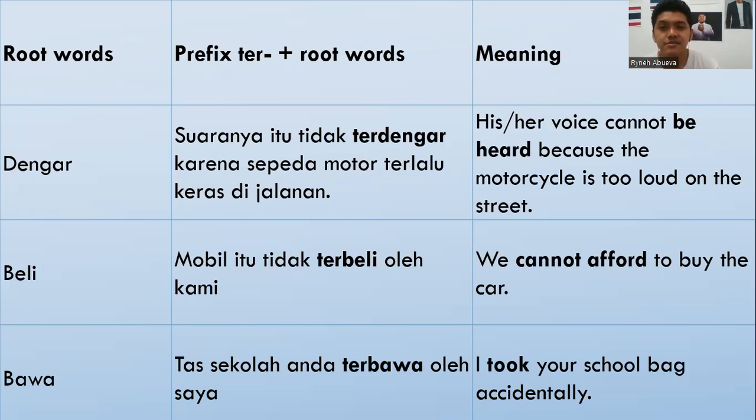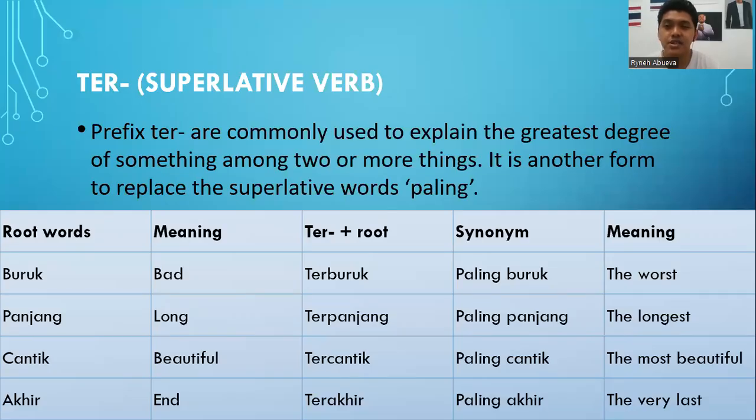And ter is also used as a superlative verb. And the explanation there is that it's a prefix that is commonly used to explain the greatest degree of something among two or more things. So, pasok dol sa Filipino. And it's also another form to replace the superlative word paling. Examples, buruk, meaning bad, it becomes terburuk. It's a synonym of paling buruk, meaning the worst.